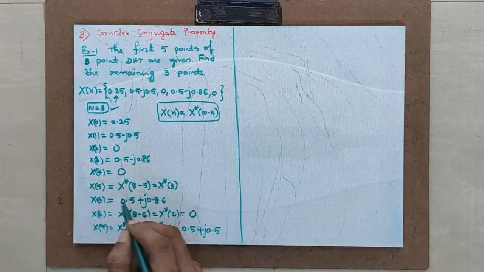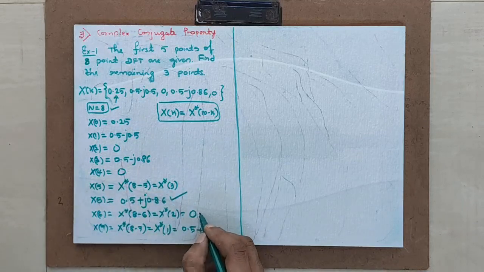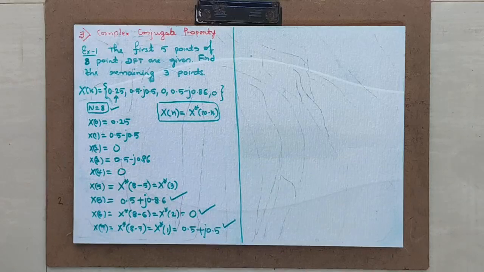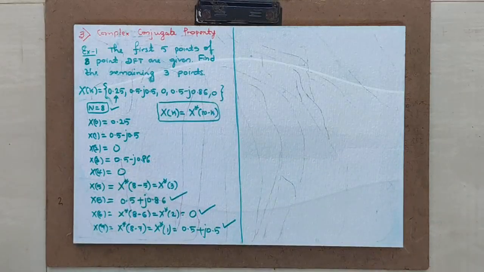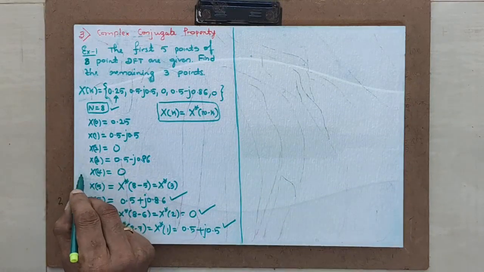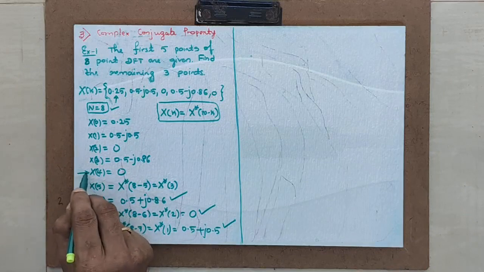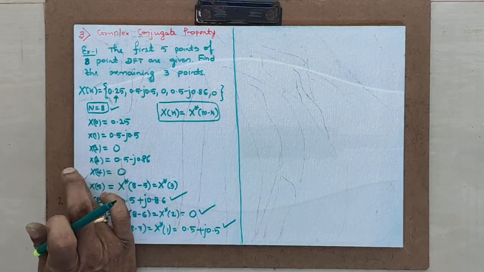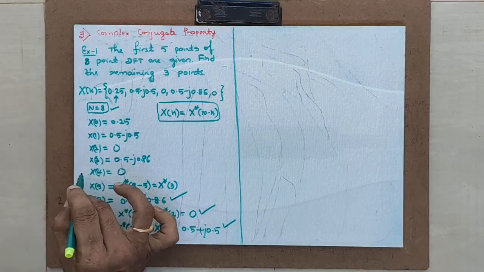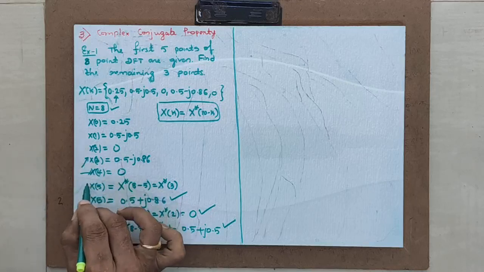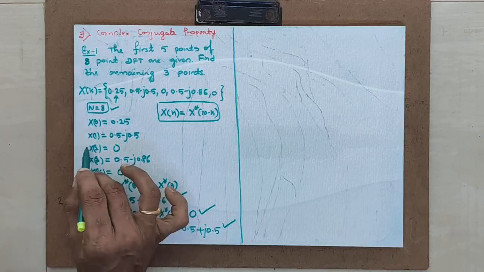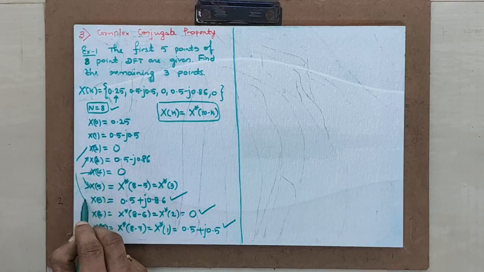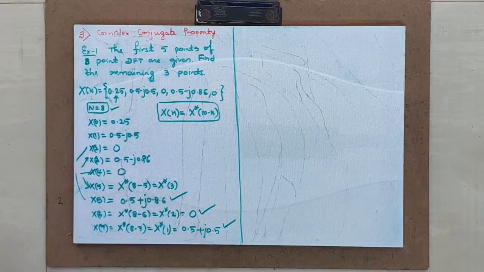You were asked to find x5, x6 and x7. The x5 value is this, the x6 value is this, the x7 value is this. Hence, I am applying the complex conjugate property or symmetry property, symmetric about the midpoint. That means x3 and x5 are conjugate. Similarly, x2 and x6 are conjugate, like that.